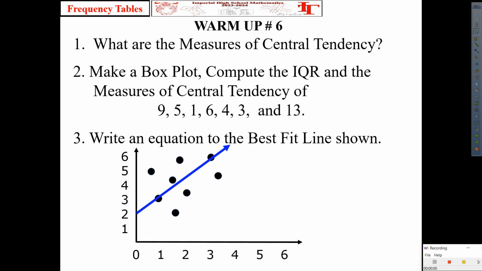There's a blue line. And let's see what you get for that. All right. Should be just about done. And once again, this is being recorded. Should be available in the afternoon.